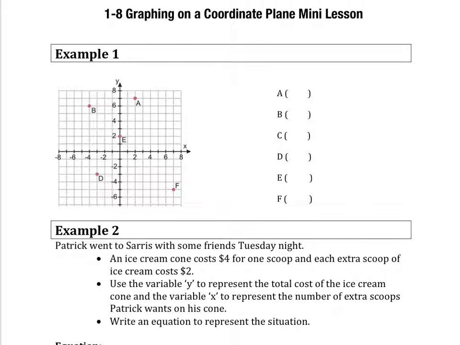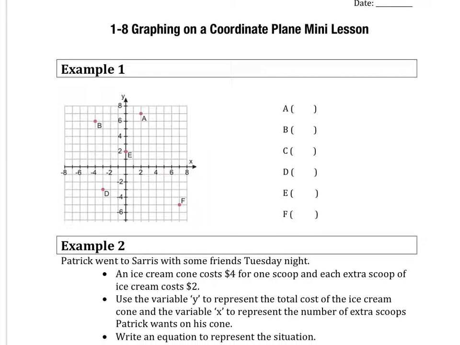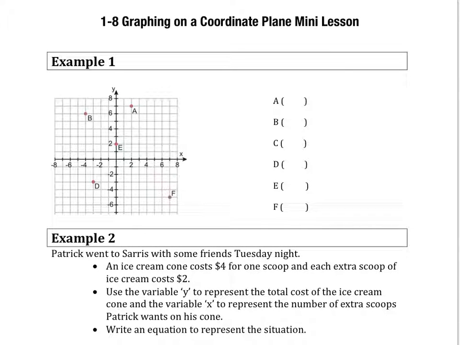Hi everyone. Today's mini lesson is 1-8, graphing on a coordinate plane. The first example we're going to look at is I have plotted some points ahead of time and we're going to write down what the coordinates to those points are. Main part of this lesson is that our points, when they're graphed, are written (x, y), where x is the horizontal axis and y is the vertical.